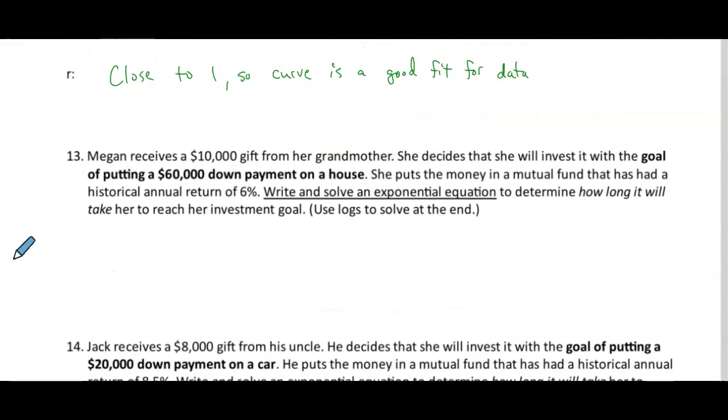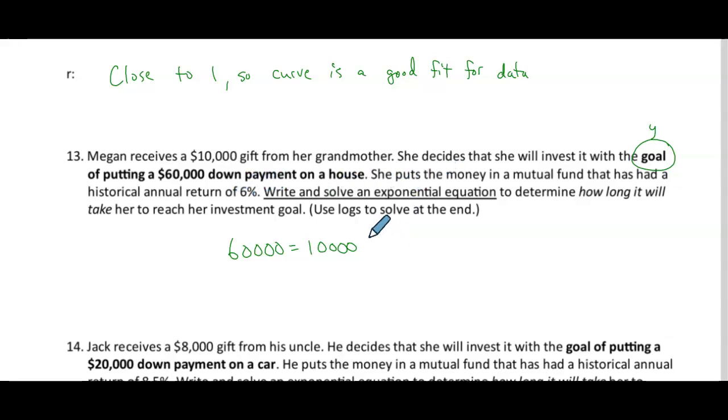All right, number 13, Megan receives a $10,000 gift from her grandmother. She decides she'll invest it with a goal. So that means this is the y, because that's the goal, with a goal of putting $60,000 down. All right, so let's see what that means. We have a goal of $60,000. We have a starting amount of $10,000. Write and solve an exponential equation.